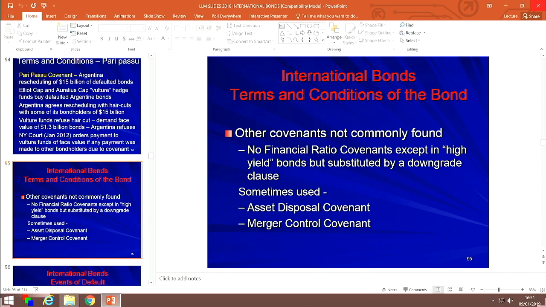2 other covenants which you're familiar with, or hopefully familiar with, the asset disposal covenant and the merger control covenant, are generally not used in practice in bond issues. You might just pause for a second and say, why are these covenants a lot less stringent than those in syndicated loans? If anybody is awake and thinking, what do you think it is? Anybody?